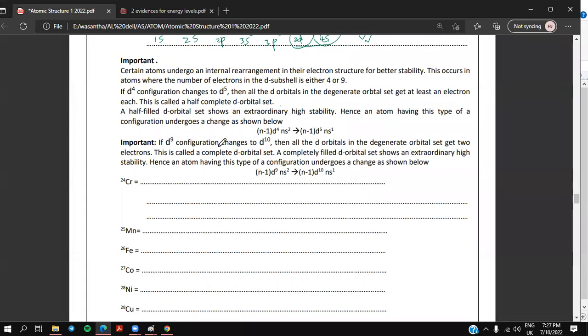If a d9 configuration changes to d10, then all the d orbitals in the degenerate orbital set get 2 electrons each. This is called a completely filled d orbital set, and it shows an extraordinarily high stability. Hence, an atom having this type of configuration undergoes a change: (n-1)d9 ns2 goes to (n-1)d10 ns1.